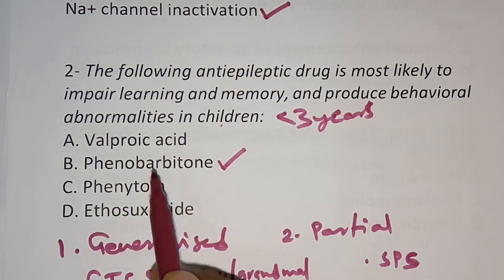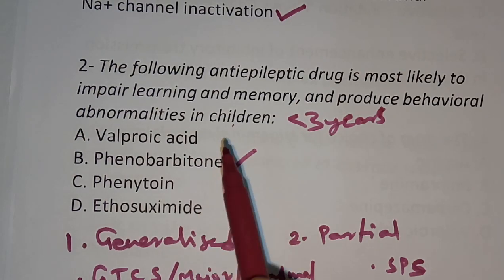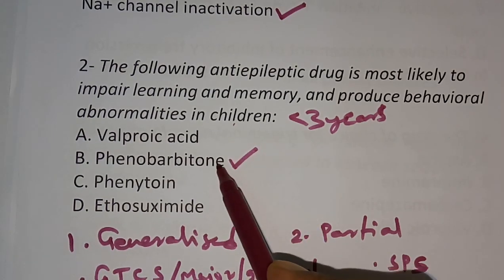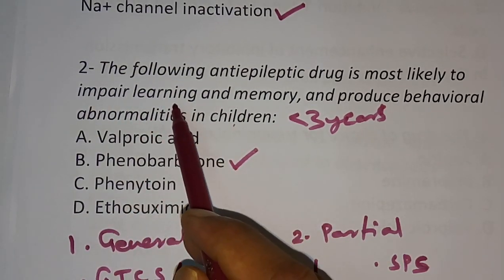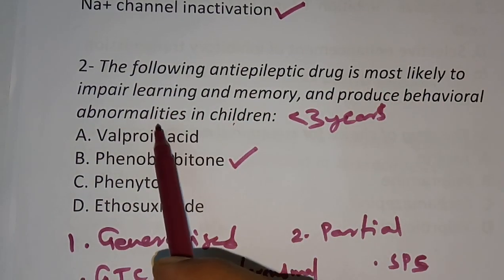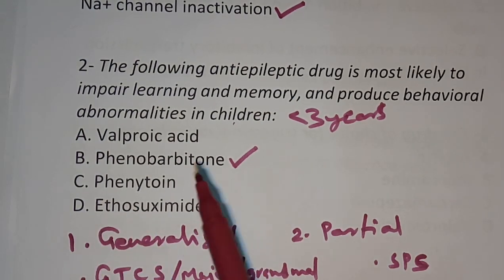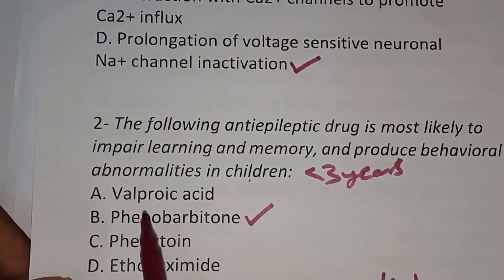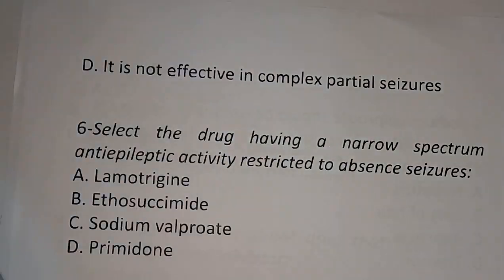This one we have studied in the case of sedatives and hypnotics. In that video, there was a question, what is the current use of phenobarbital? In that question we discussed it. The correct answer was anti-epileptic drug. But here you can see this can cause impairment in learning and memory and produces behavioral abnormality, especially in children less than 3 years old. So we will move to the next question, number 3.